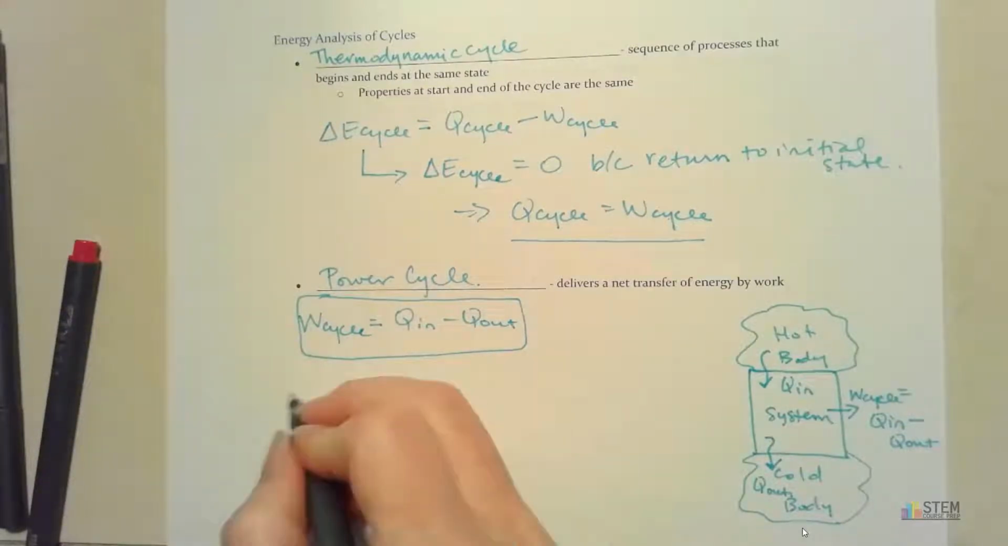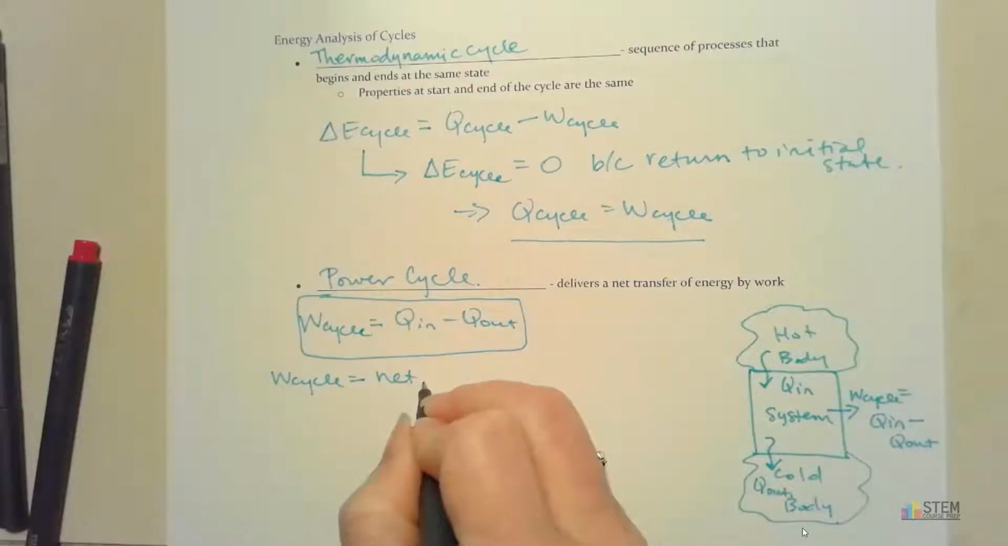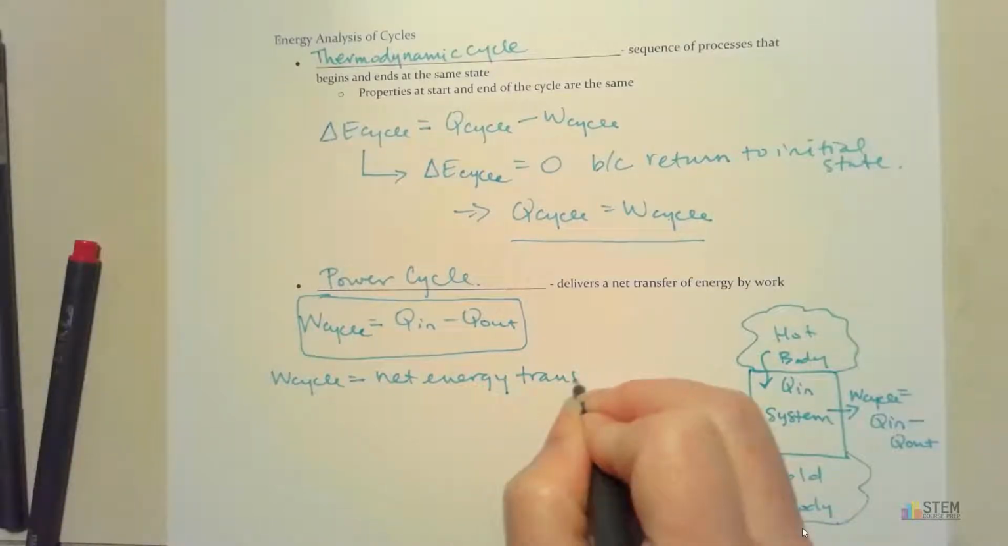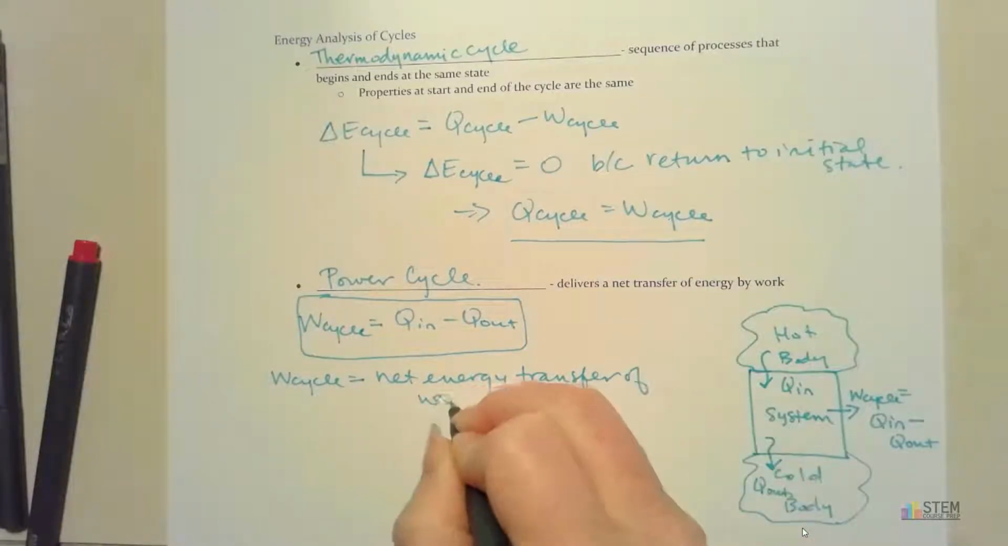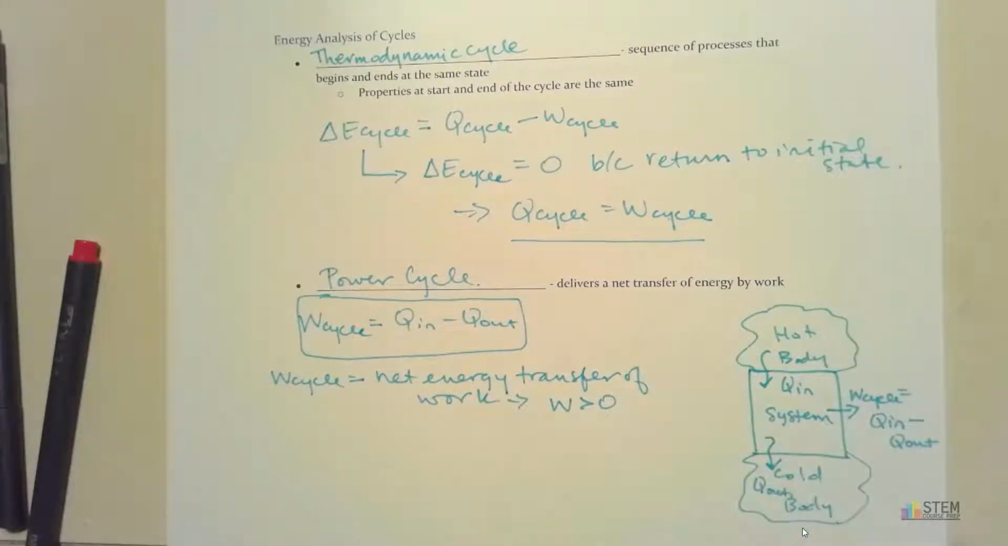Now let's write down what all these terms are. So work of the cycle, that's going to be the net energy transfer of work. Basically we're saying W is going to be greater than 0. Now if W is greater than 0, you're transferring energy out of the system essentially. So you could use that energy to do something else. You could use it to turn a shaft, something like that. Use it to power something else. That's how I think of it.